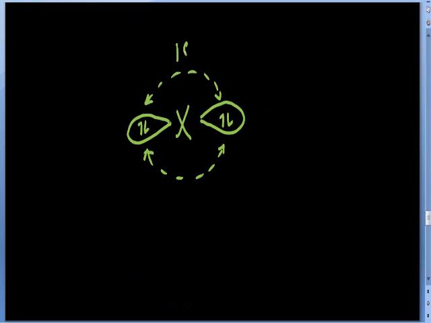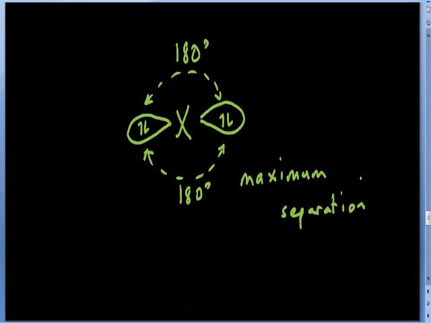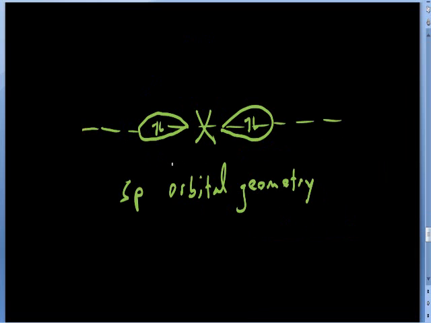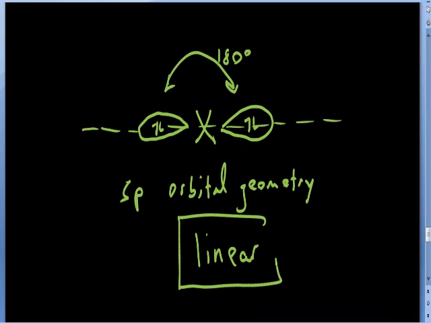For sp, once the orbitals have pushed each other such that they're each 180 degrees apart from one another, the orbitals are now at maximum separation possible, and that determines our orbital geometry. For sp, we describe our orbital geometry with the orbitals 180 degrees apart from one another. This is known as a linear geometry. That would be our orbital geometry.